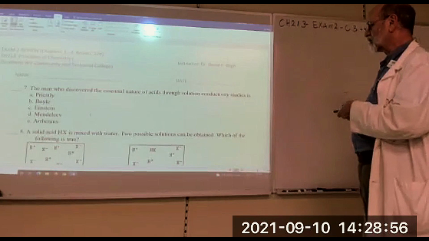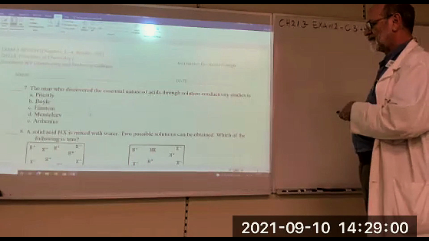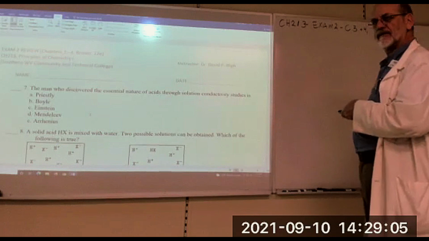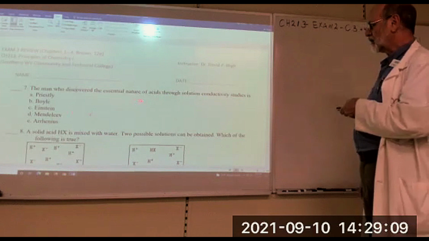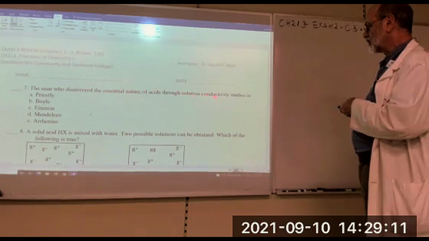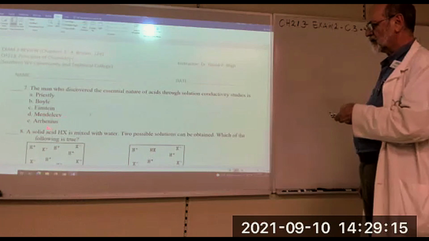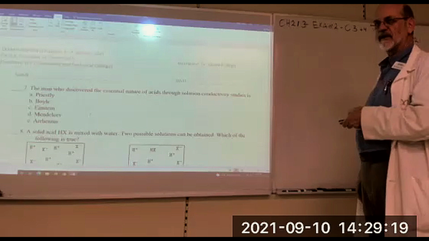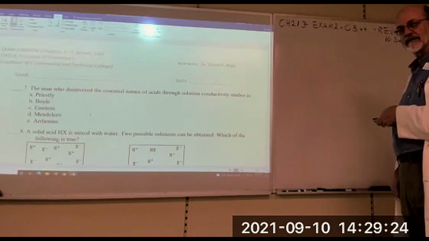Man who discovered the essential nature of acids through solution conductivity studies. We didn't talk about this, did we? Came out of the book, probably. The nature of acids through solution conductivity is this guy right here, Arrhenius. We'll see him again. He did more than just mess with acids and conductivity.